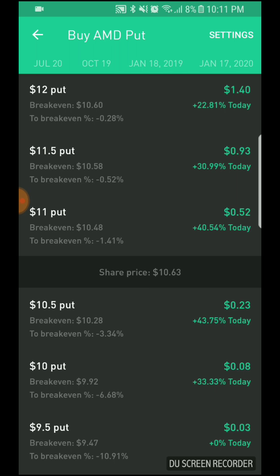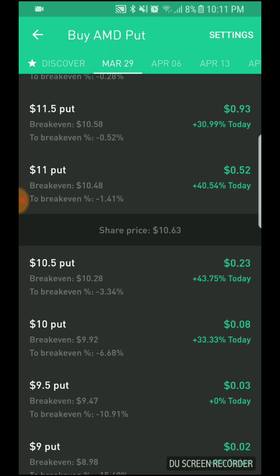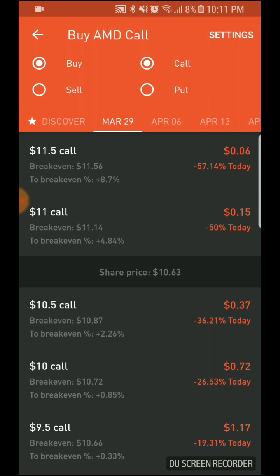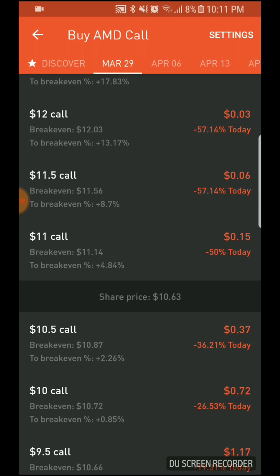So if you buy a March 29 option here, as you can see, it's relatively cheap, and the reason is right now we're, I believe, March 25 or 26, I don't remember the date, but because it expires in 5 days, it's going to cost much less. Let me go to the call. It's going to cost you like $15 if you think AMD is going to go above 11.15 in 5 days, which is very unlikely. That's why you don't want to buy the short-term option.